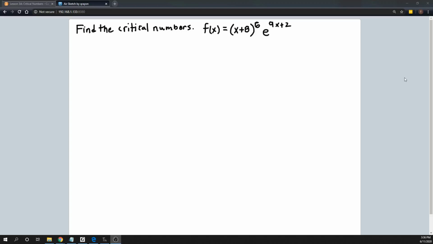All right, in this video, we are going to work through this example. We want to find the critical numbers of this function, f of x equals x to the 8th times (x plus 8) to the 6th power times e to the (9x plus 2). Okay, so the first step is to find the domain of f. We need to know that.